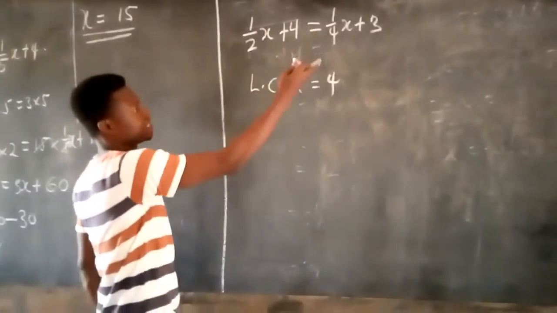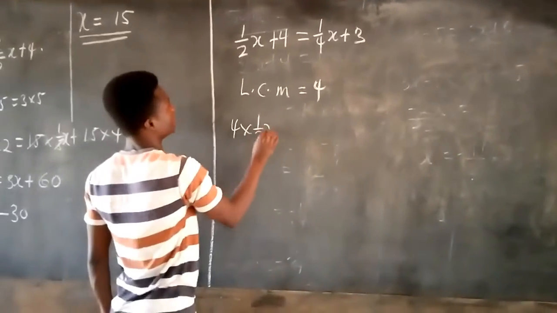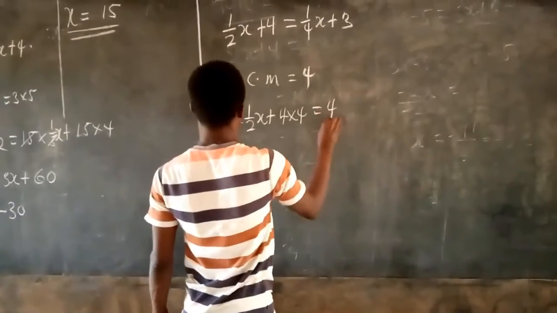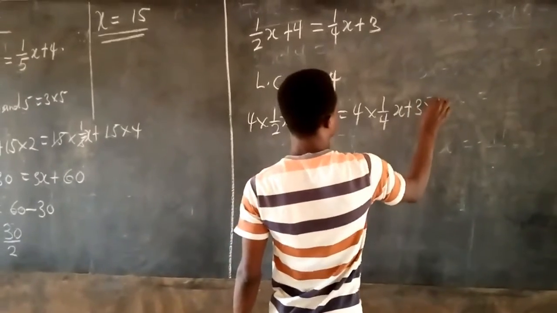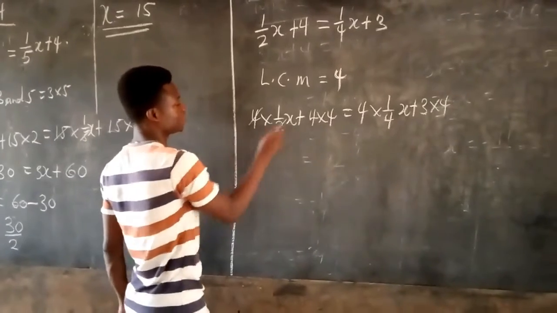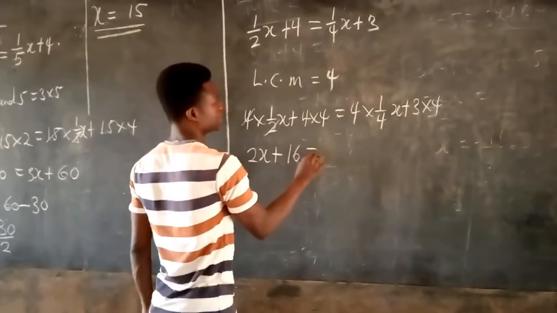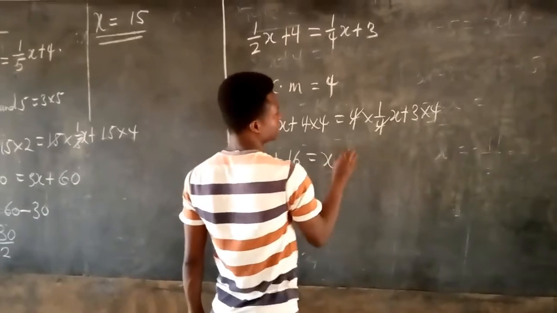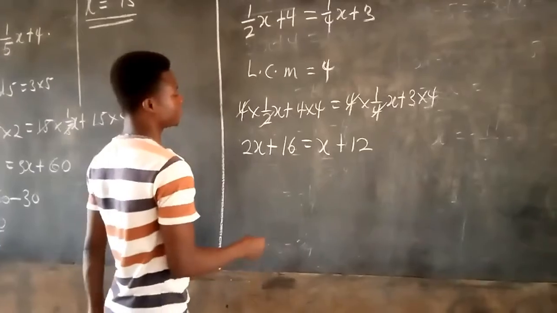So we multiply the equation by the LCM, which is 4. So 4 times 1 over 2x plus 4 times 4 is equal to 4 times 1 over 4x plus 3 times 4. 2 goes into 4 2 times, so 2x, plus 4 times 4 is 16, is equal to 4 goes into 4, cancel it, and there will be 1x here, x plus 3 times 4 is 12.